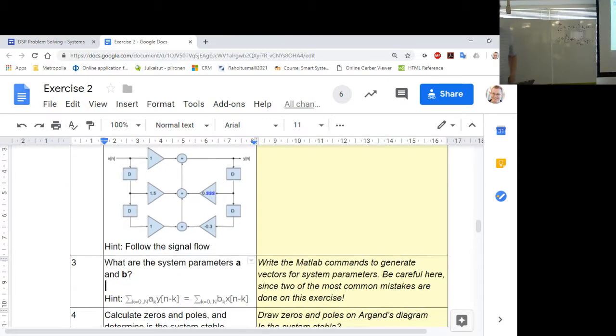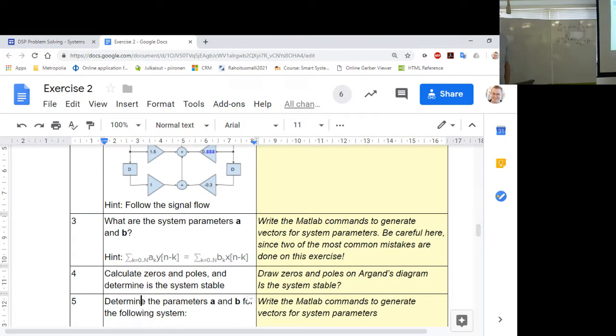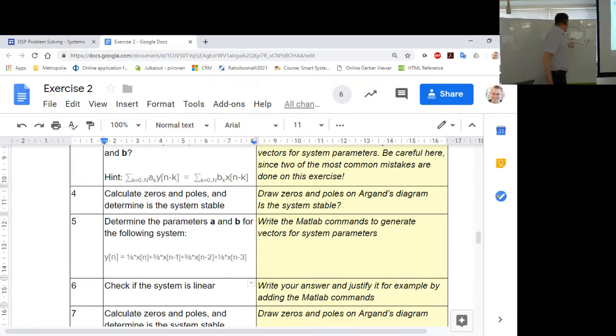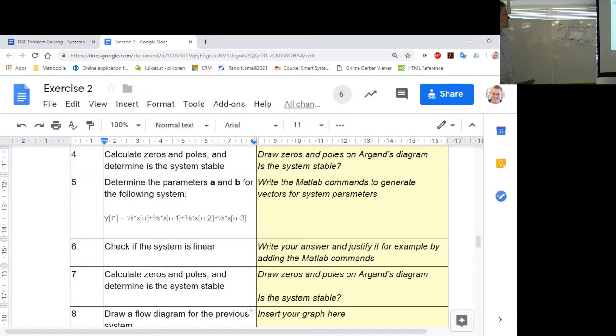What else? System coefficients. So system parameters, system coefficients, they are these values, the whole vectors. But we'll practice a little bit of that one. And then calculate zeros and poles and determine if the system is stable. Okay, hint here. System is stable if the poles are inside of the unit circle. All poles. Okay, then there's a difference equation given.